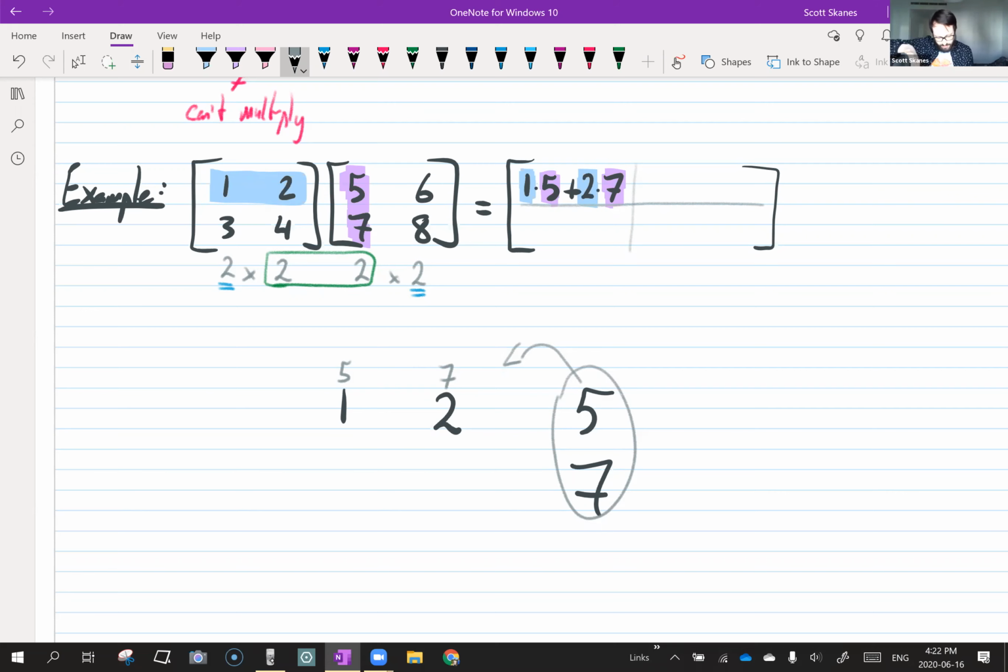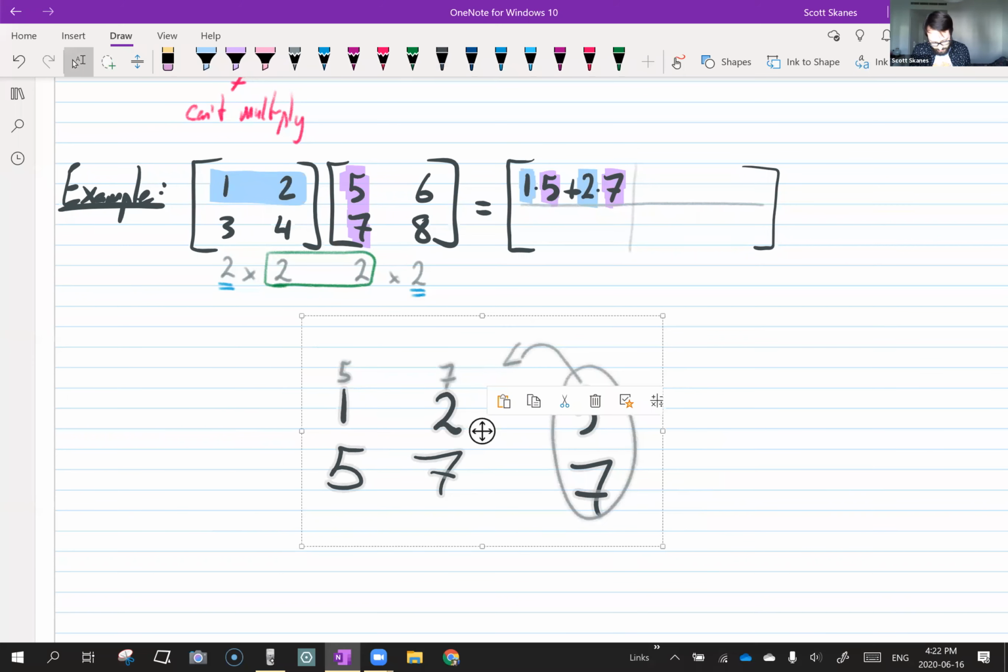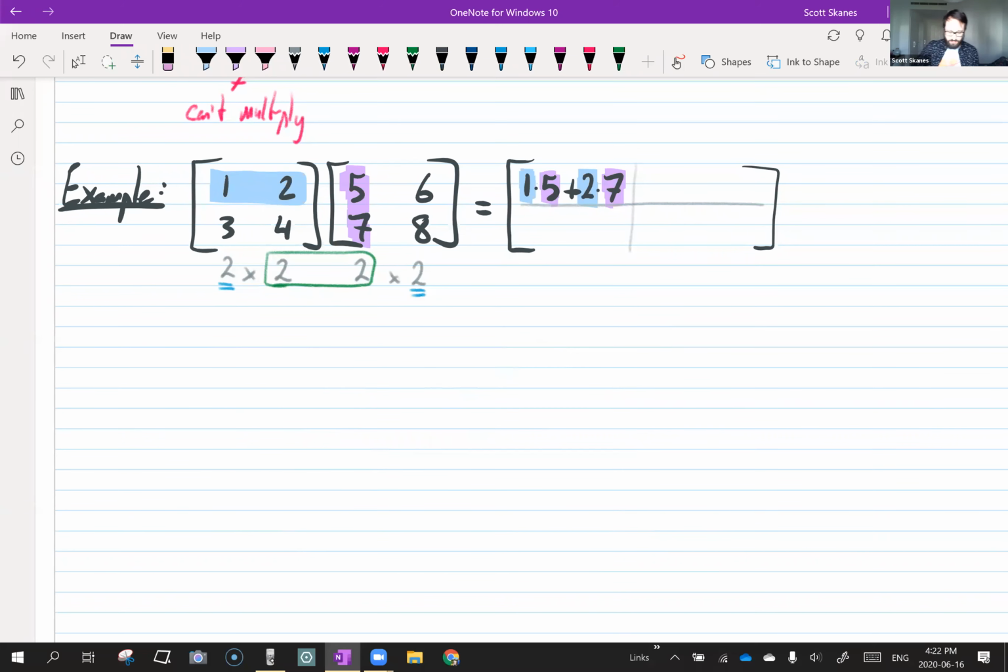It's almost like we rotated it sideways and made a 5 and a 7, rotated it, and then we move it over and say, oh, we multiply the 1 with the 5 and the 2 with the 7. You see what I mean? It's kind of a visual thing. We'll do lots of examples, but that's how I think of it. So let's do it again.